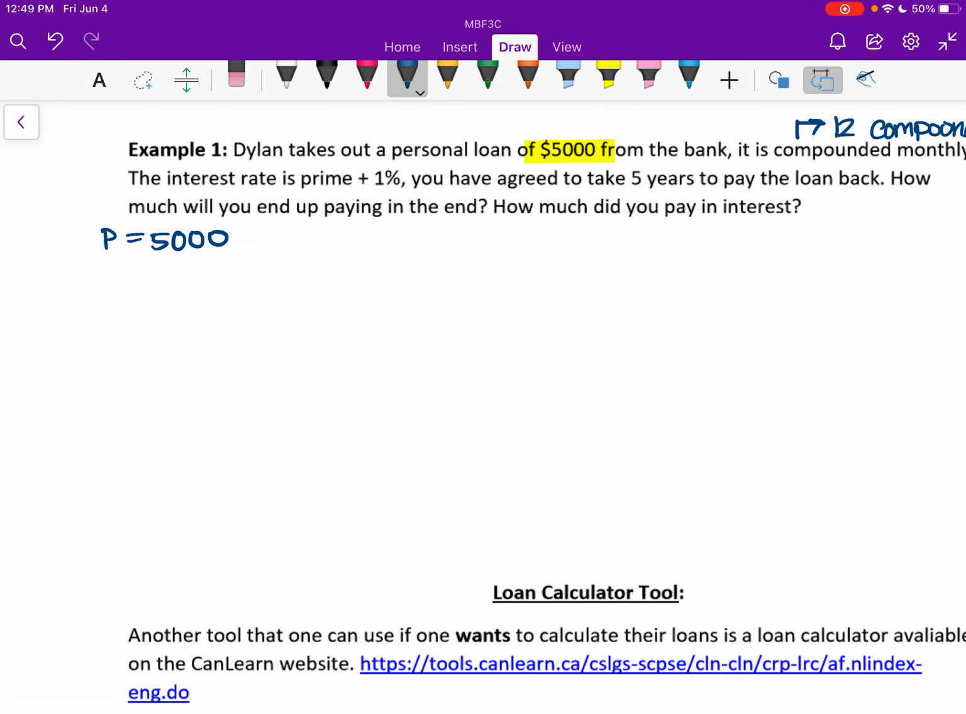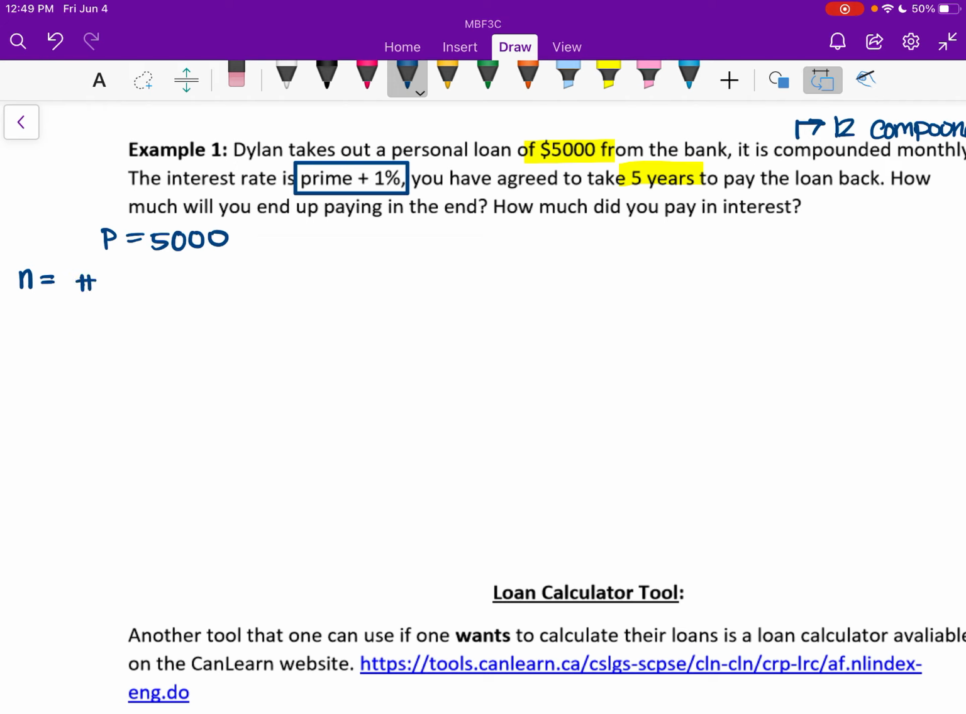The interest rate is prime plus 1. So I'm just going to pull this out and do this somewhere else. Just going to box that in. And you have agreed to take 5 years to pay that off. Right? So first things first, let's go find our N value. So if we go back to our chart, it says N, if it's compounded monthly, is the number of years times 12.